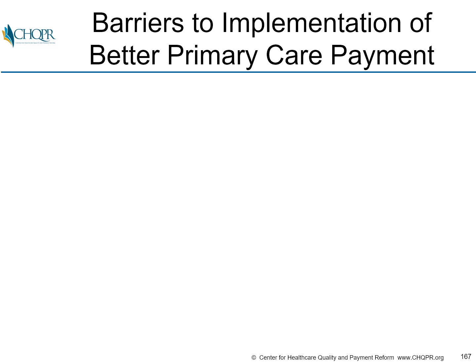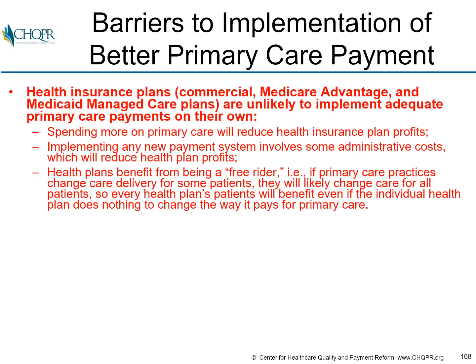Unfortunately, there are some significant barriers to implementing a better primary care payment system. One of the biggest barriers is that health insurance plans are generally unwilling to implement better payments for primary care. The reasons are financial. Spending more on primary care will reduce a health insurance plan's profits. Even if the plan is simply paying claims for a self-insured employer, the plan will not want to incur any additional administrative costs to implement a new payment system.